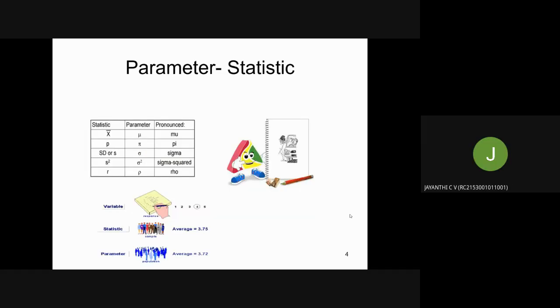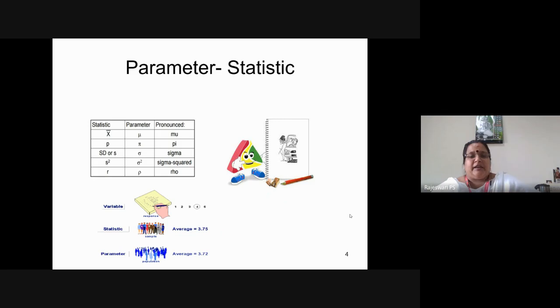Okay. Now, this is parameter and this is statistic. Actually, why I have given this is that notations vary for each and everything. So this is for mean, this is for standard deviation. All these notations vary, so for each and every case it will vary.